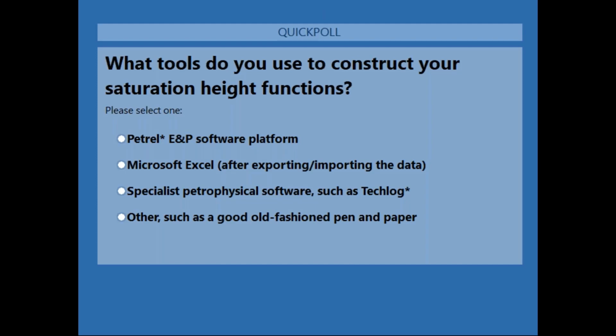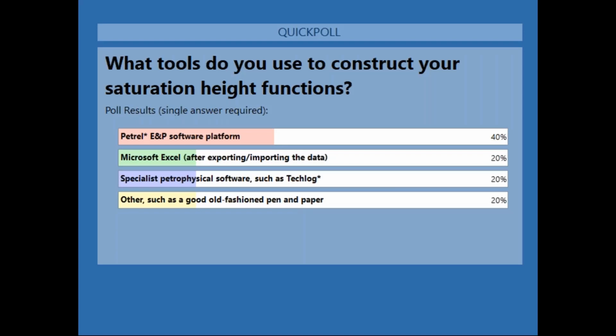Great, thank you all for voting. I'll close the poll now, and you'll be able to see the results on your screen in just a minute. The majority of you voted that you use Petrel to calculate your saturation height functions. And then it was an equal split between Microsoft Excel, specialist petrophysical software, and other tools such as old-fashioned pen and paper. I should also add that someone commented that they use an accessory module within Petrel that is built by Segal as well. So thank you for your answers.